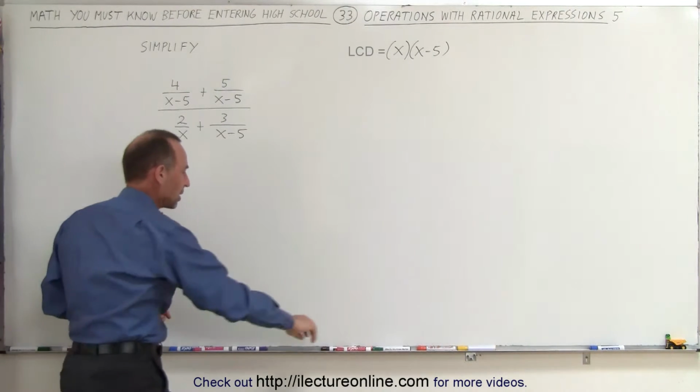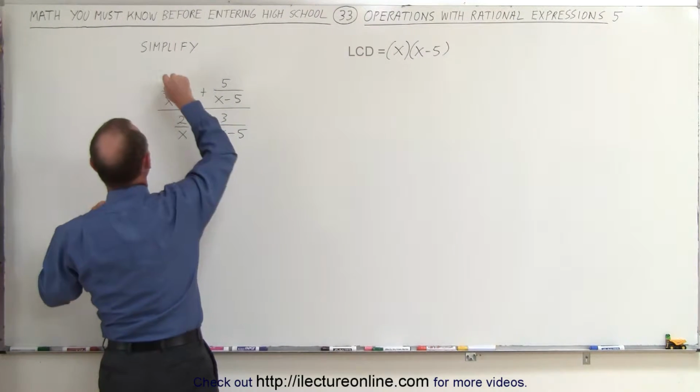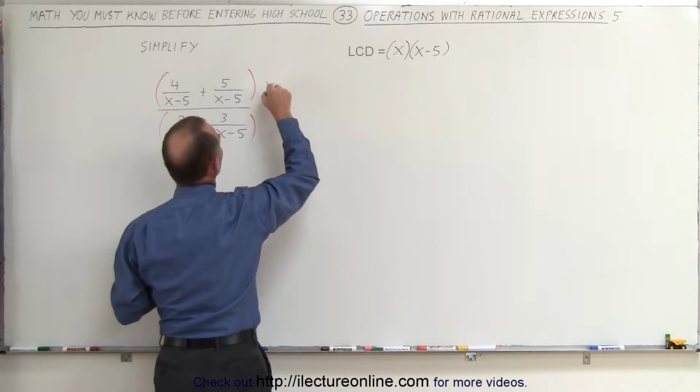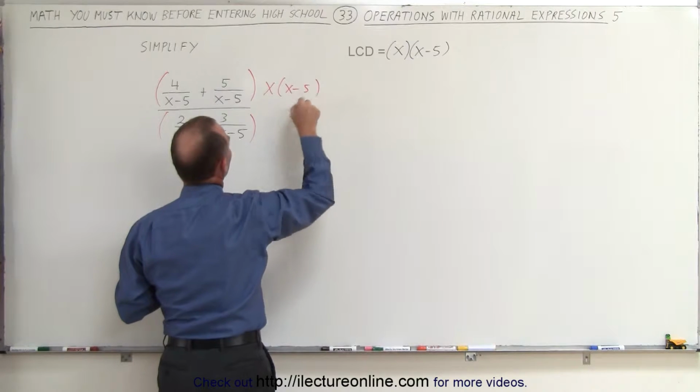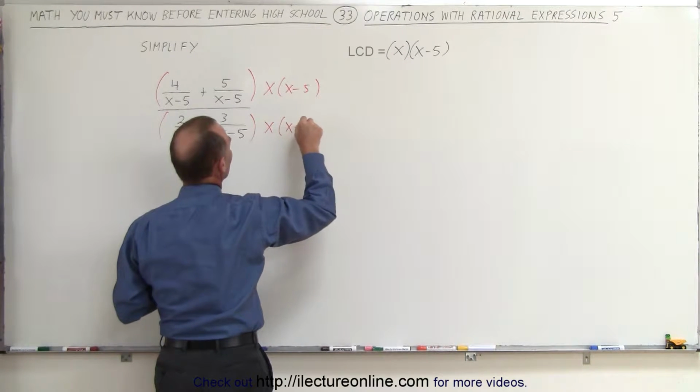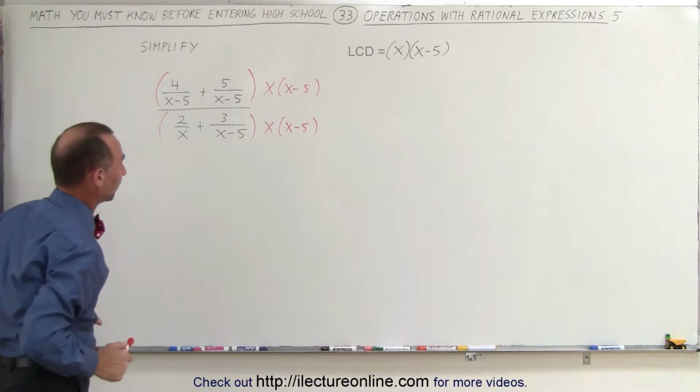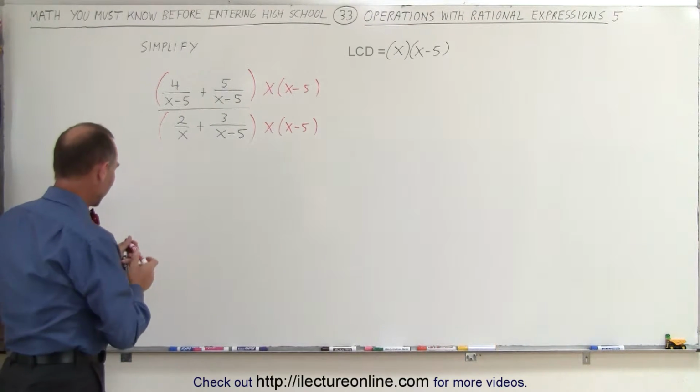So what we're going to do here is multiply both the numerator and the denominator by the quantity x times x minus 5. Of course, we have to do exactly the same in the numerator as we do in the denominator, so we don't really change the value of this expression. Now when we do that, notice we get the following.